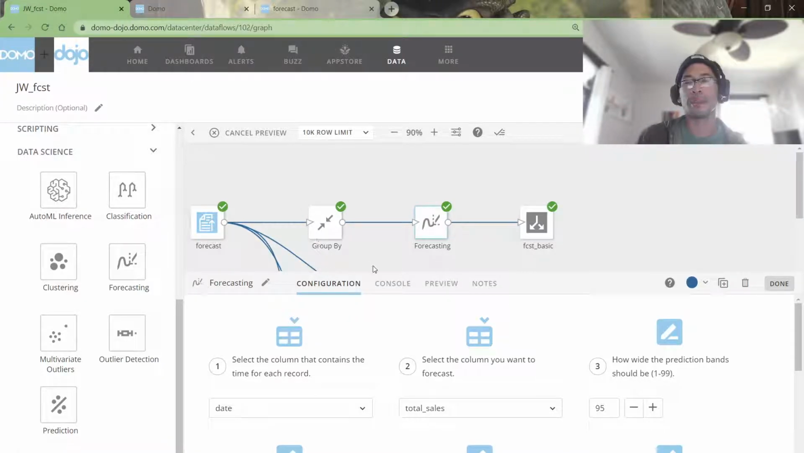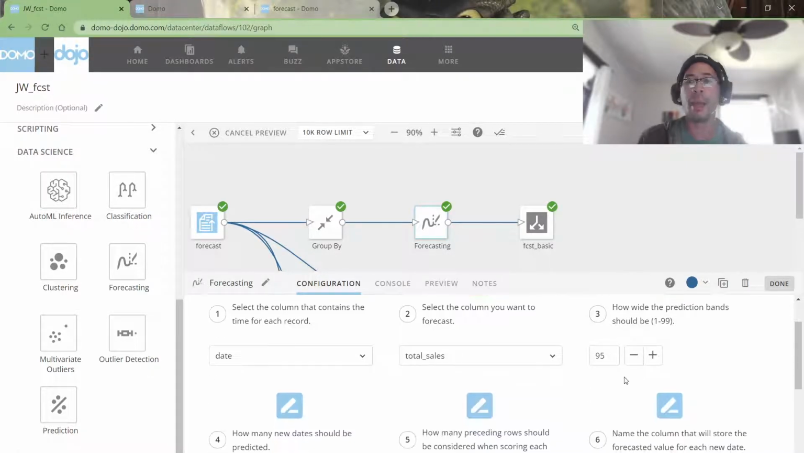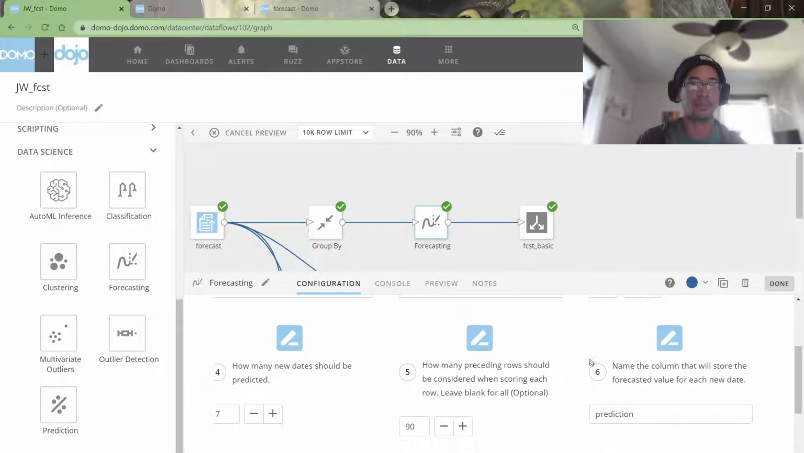Let's just talk about this pipeline. I have here the forecasting tile. I'm saying, hey, I want to forecast based on the column called date. I want to predict the total sales column. I want to have these 95% prediction bands. Generally what that means, as I understand it, again, not a data scientist, is if I predict this value, I'm 95% confident my value will be within this range, plus or minus, whatever the actual guess is.